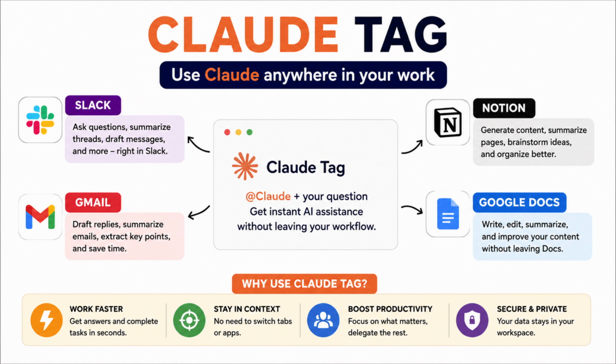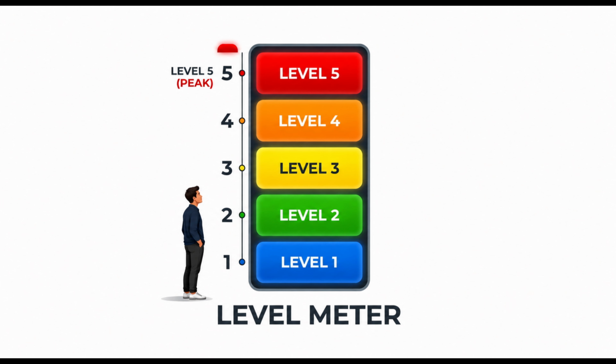You're not asking questions anymore. You're reviewing work. Most people never make it past level 2, not because the higher levels are hard, but because nobody tells them these exist. Now you know all 5.